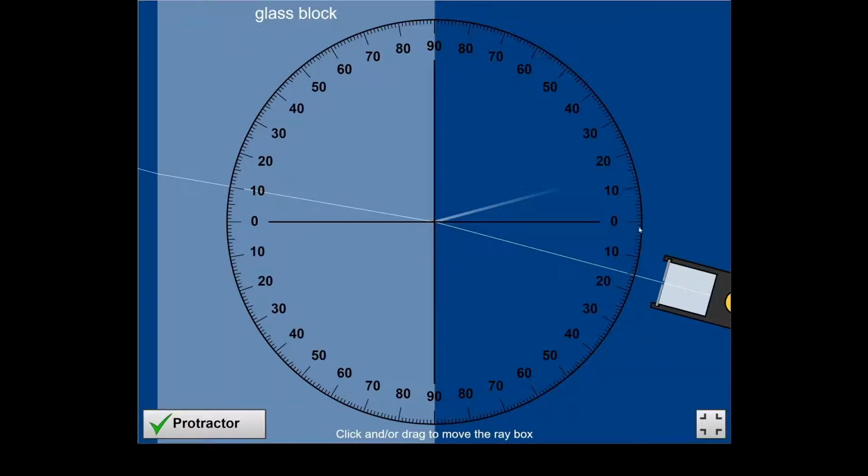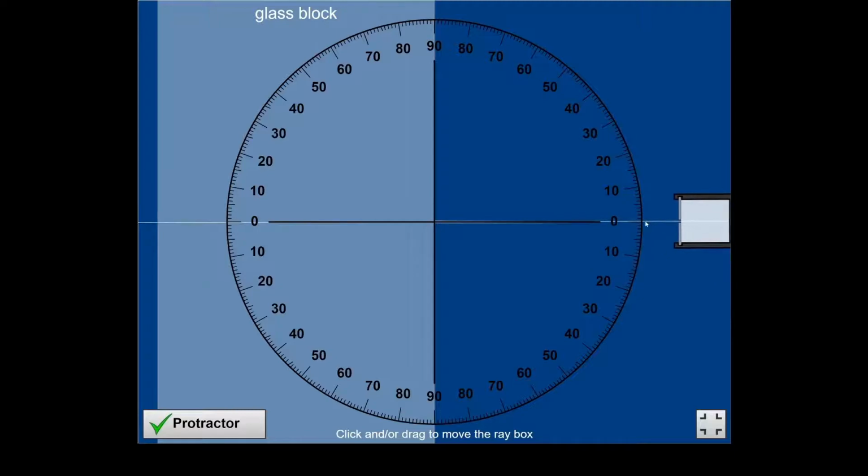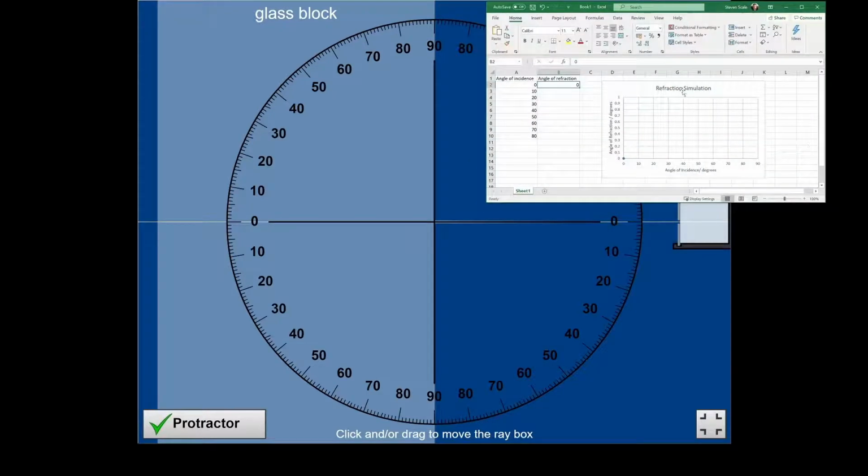So the first number I'm going to use is between 0 and, I could go up to 90, but we'll see how far I can go with the simulation. The first number I'm going to do is actually 0. So I'm going to move the ray box round, and then I'm going to set it to 0. I'm then going to go up in steps of 10. So here we go, here's 0. As you can see, I've now got the light going through at 0 and it comes out at 0. So my first result.